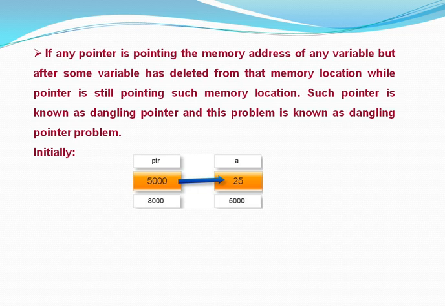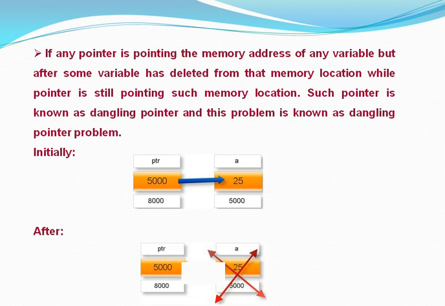800. Now we have one variable a with value 25, and the address of a is 500. So we have initialized ptr equals address of a, so the ptr value is the address of a. Now after some time, suppose we remove the variable, because the scope of variable a becomes dead, ptr is still pointing to the variable a. So ptr is known as the dangling pointer case.